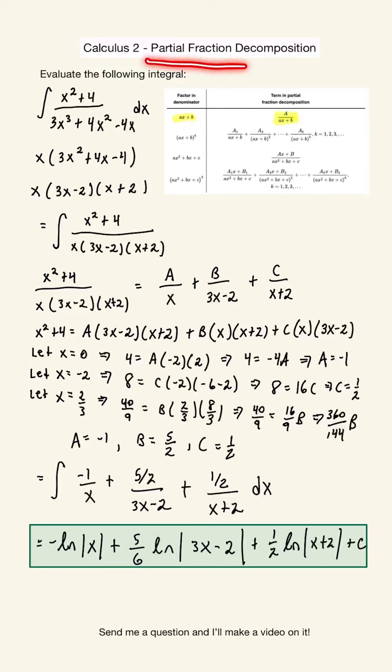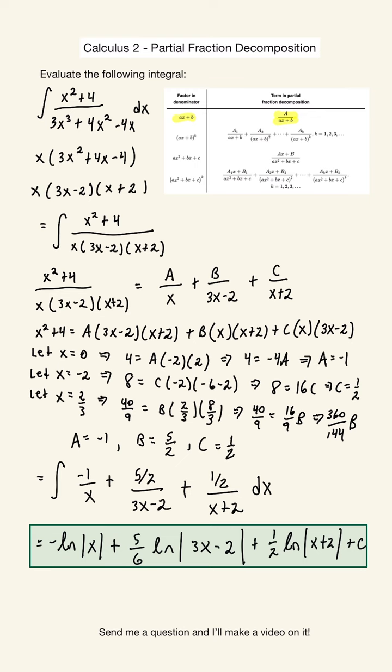Here we have another partial fractions decomposition example problem, and we want to evaluate the following integral using partial fractions. So the first step in using partial fraction decomposition is we want to simplify this denominator term. So we can go ahead and factor this out, and what we're left with is x multiplied by 3x minus 2 multiplied by x plus 2. So we can rewrite this original integral as the following integral where our denominator has been factored out.